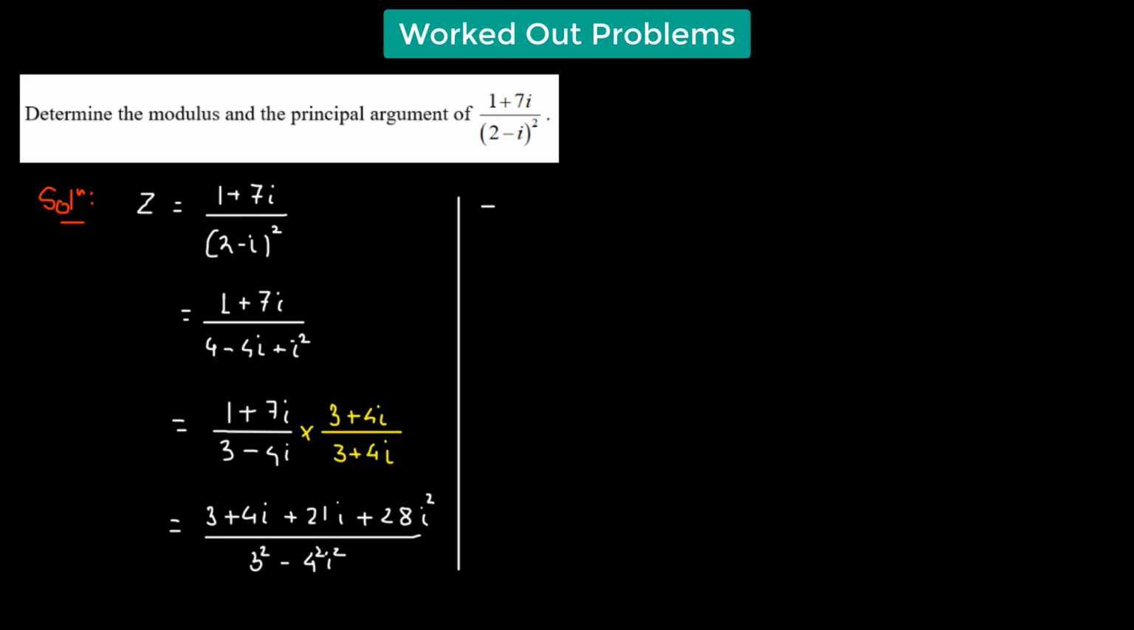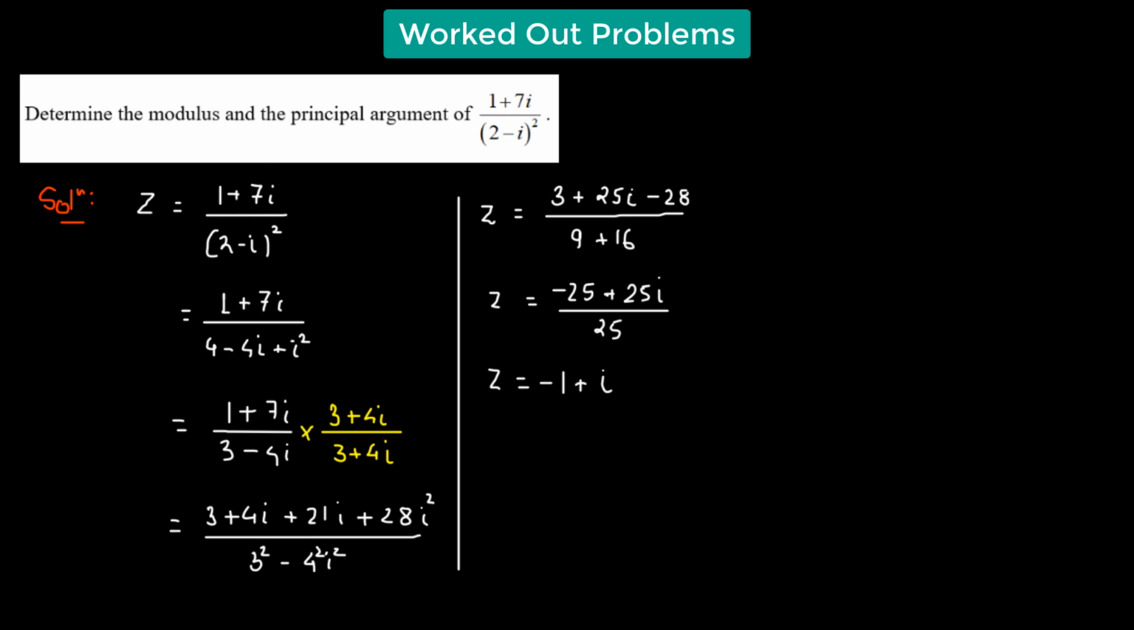So that gives us z value to be equal to 3 plus, it's 4 plus 21, this is 25i minus 28, since i squared is negative 1, divided by 9 plus 16. So we have 3 minus 28, which is negative 25, plus 25i, divided by 9 plus 16, which is 25. So that gives us the value of z in the standard form as negative 1 plus i.